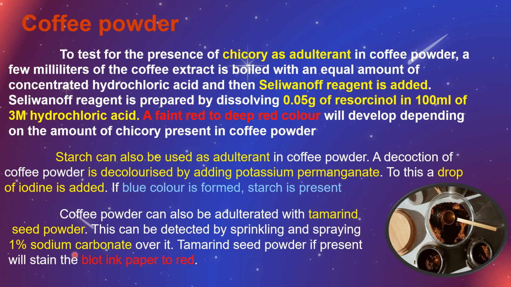So how can we detect it? We can detect it by spraying 1% sodium carbonate over the coffee powder. We can take a blotting paper, and on that paper we can place the coffee powder. Over it we spray the 1% sodium carbonate. Then the blotting paper will turn red, which indicates the presence of tamarind seed powder.